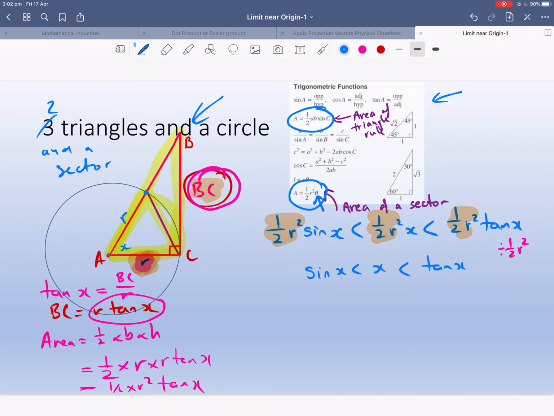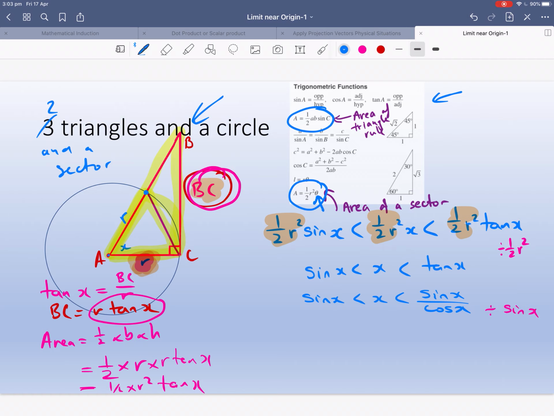Now, for the purpose of what we're doing here, I'm going to change tan x to its original form. So I'm going to go sine x is less than x, which is less than sine x over cos x. I'm just changing it. Now, what I'm going to do is one more thing. I'm going to divide everything now by sine x.